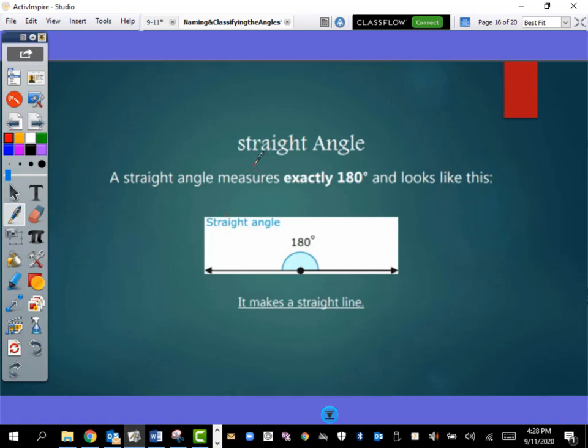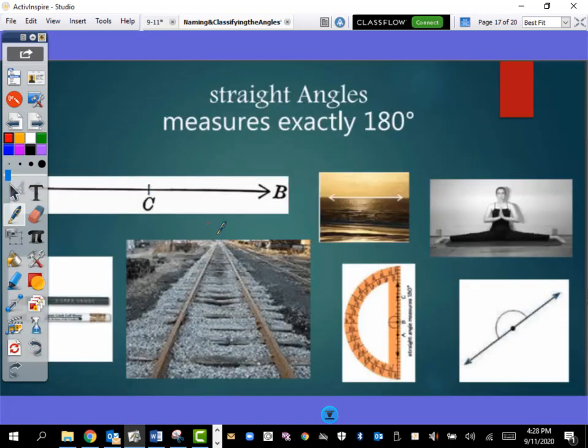Next, we're going to talk about the straight angle. So a straight angle is measured exactly 180 degrees. And this is how it looks like. It's just a straight line. And this is another example of a straight angle.